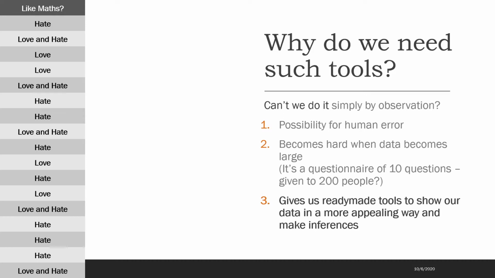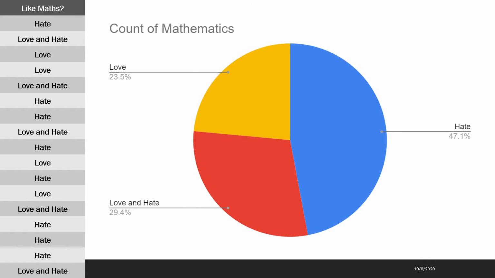So there are three types of responses in this entire table: those who hate, those who love and hate, and those who love. But if you look at this table, it's hard to make any conclusions. Instead, let me show you the same data in a different way. If you look at it here, it's a pie chart. This is one of the tools that statisticians use to show data in a more appealing way.